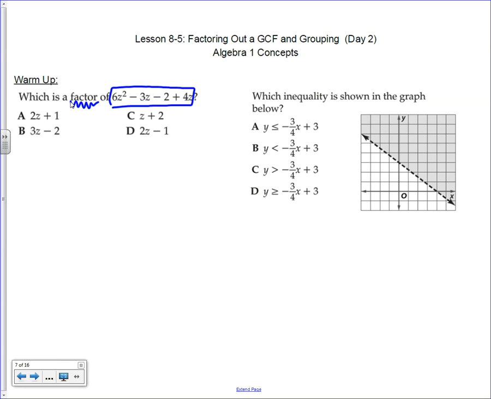Now, how many terms does this thing have? 4. So how do we do 4 terms? We group them. So if you will please group them 2 by 2. We'll start with Dalton. Dalton, what can you take out of the first group? Can I divide 6 and 3 by the same number? What can I divide 6 and 3 by? By 3. Is that okay? Both of those are divisible by 3? Okay. So we're going to pull a 3 out front. Now, do they have a variable in common? A z. So both of these are getting divided by 3z.